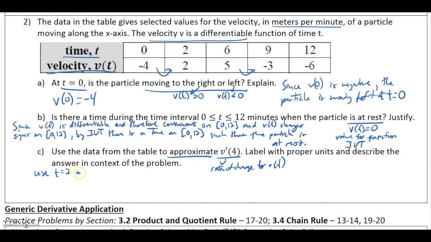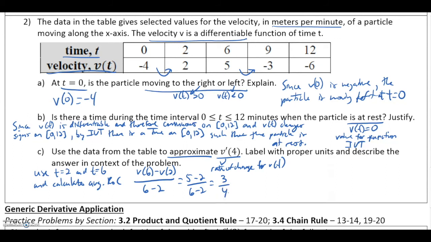We're going to use t equals 2 and t equals 6 and calculate the average rate of change. So we'll do v of 6 minus v of 2 all over 6 minus 2, or 5 minus 2 over 6 minus 2, which is 3 over 4. Giving ourselves units: velocity was the numerator, so those units were meters per minute, divided by the time units, which were also minutes, which is going to give us meters per minute squared.